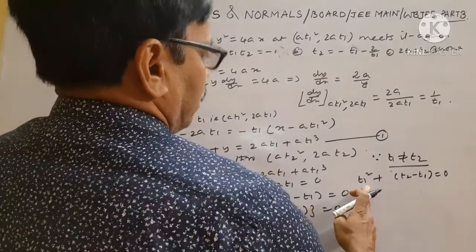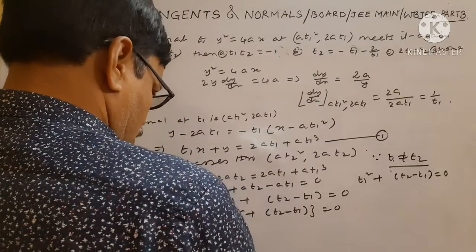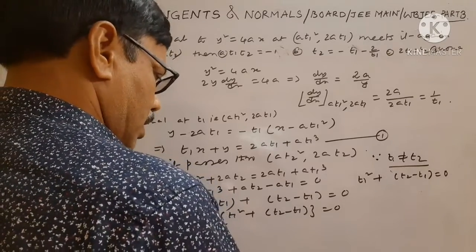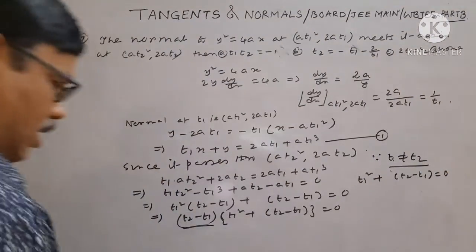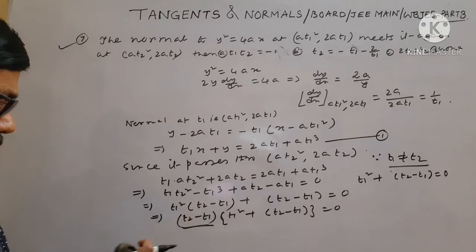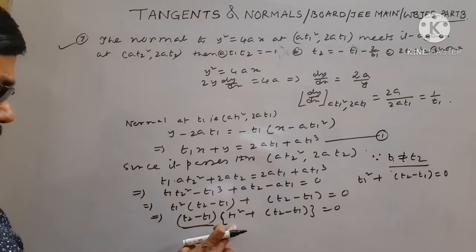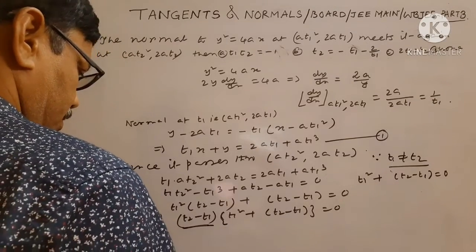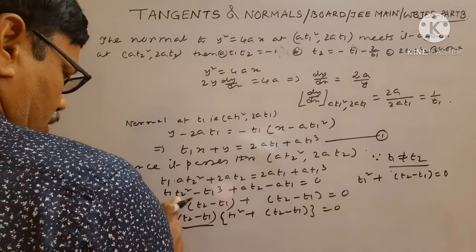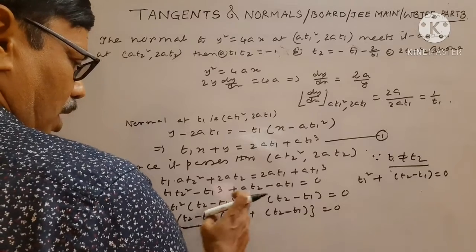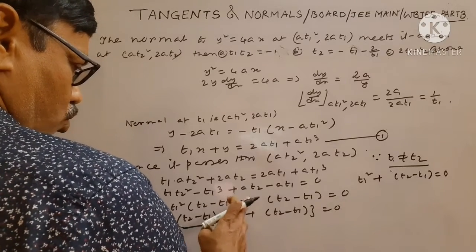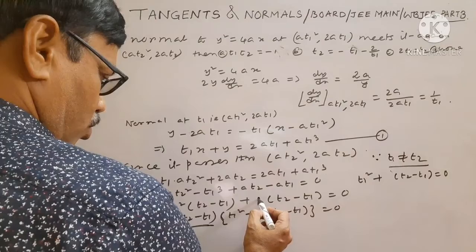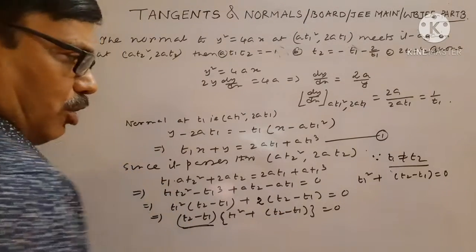So t1² common. So look, t1² common. So t2 minus t1 common. So t1², t1, t2 common. So t2 minus t1 plus, a is cancelled out. I think this is 2, 2 into t2 minus t1.